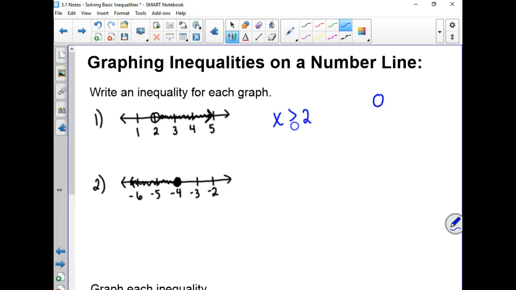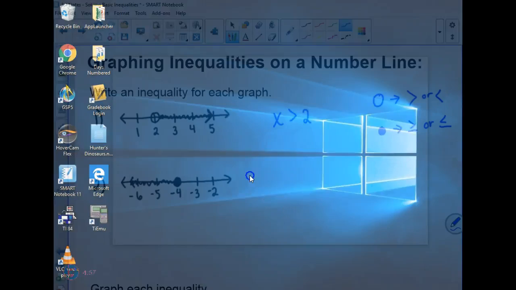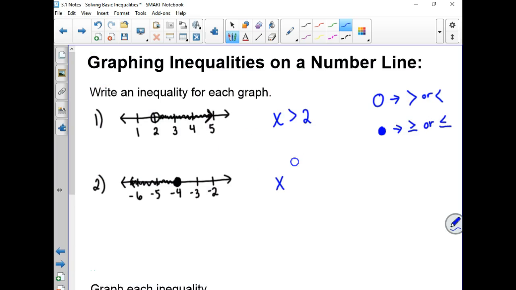When I have an open circle, that is going to be greater than or less than. When I have a closed circle, a filled-in circle, that is going to be greater than or equal to or less than or equal to. So for number 1, we have an open circle. It's just x is greater than 2. For number 2, I have a closed circle, and the numbers below negative 4 are shaded in. So I'm going to have x is less than or equal to negative 4 for that inequality. So with these, it's important to look at whether the circle is open or closed and whether the numbers are above or below.